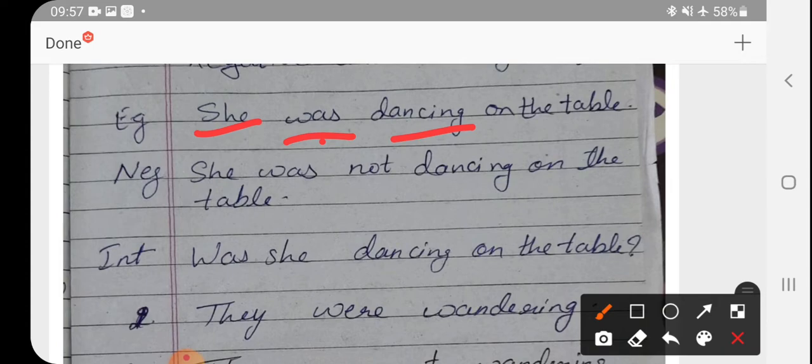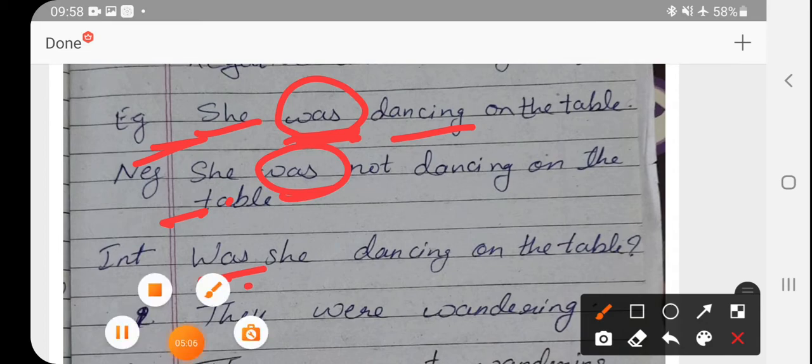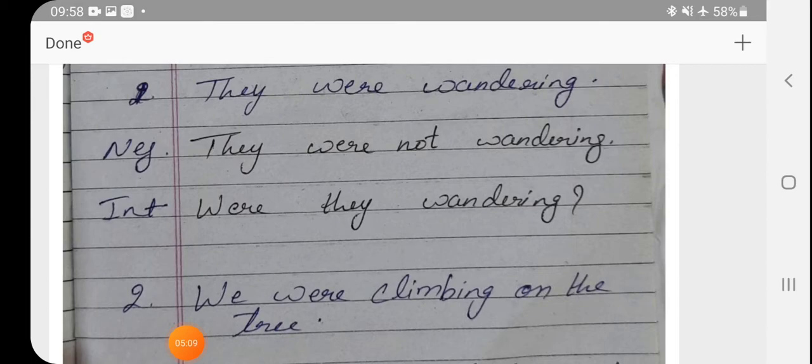When you convert this sentence into negative, was is the helping verb and you add not after this. To convert it into negative, you add not after was or were, that is all. She was not dancing on the table. And when you convert the same sentence into interrogative, was comes at the beginning. It will become was she dancing on the table or was she not dancing on the table. In both sentences you take the word and put it at the start, and at the end you add a question mark, and it will become interrogative. The second sentence is they were wandering.